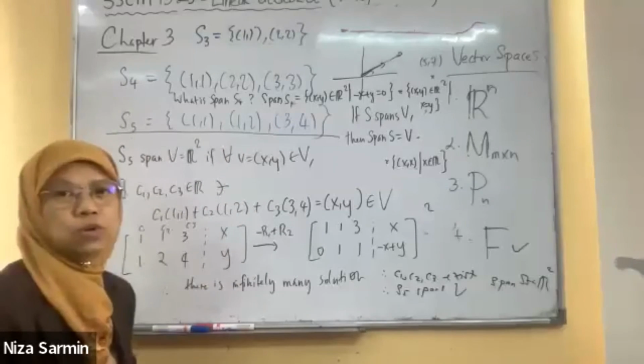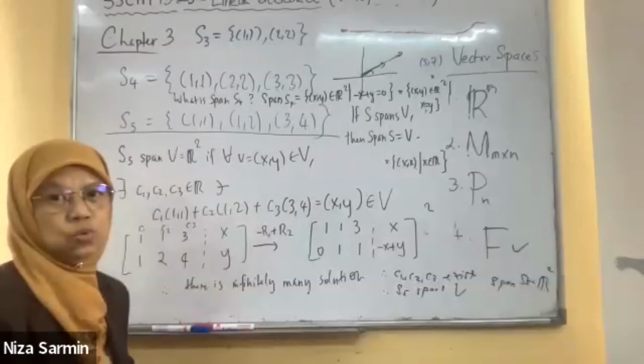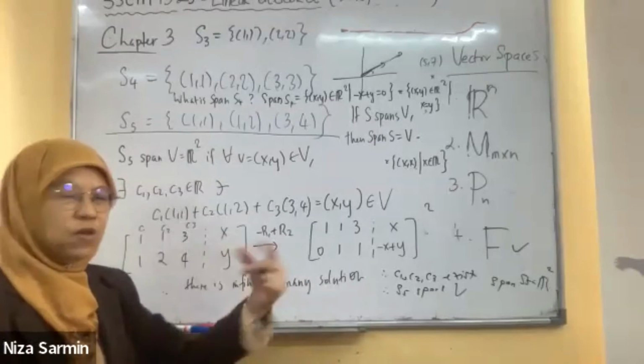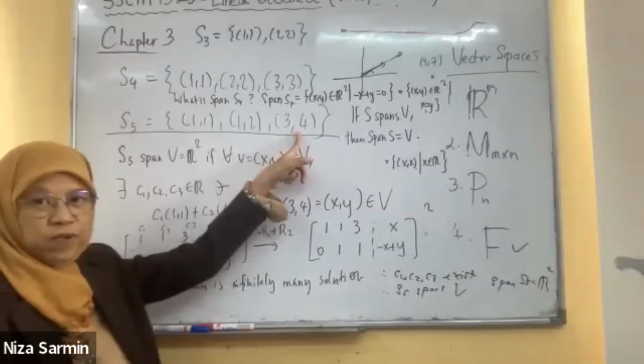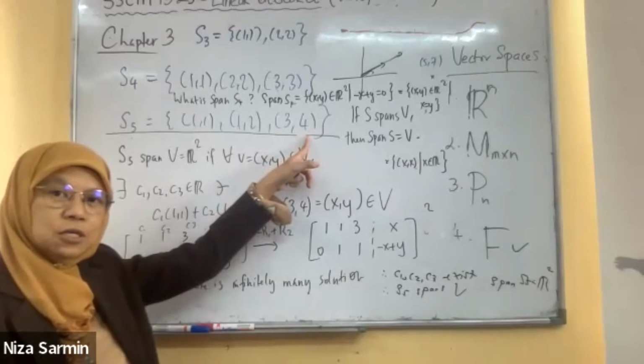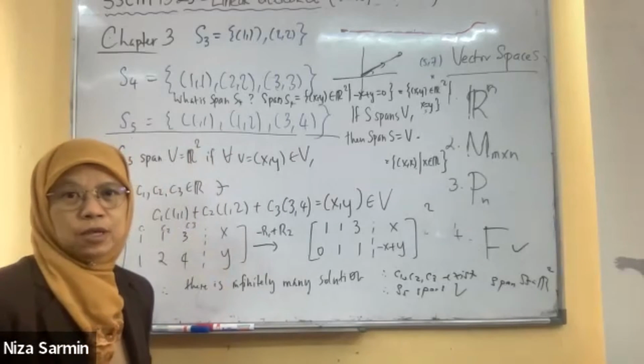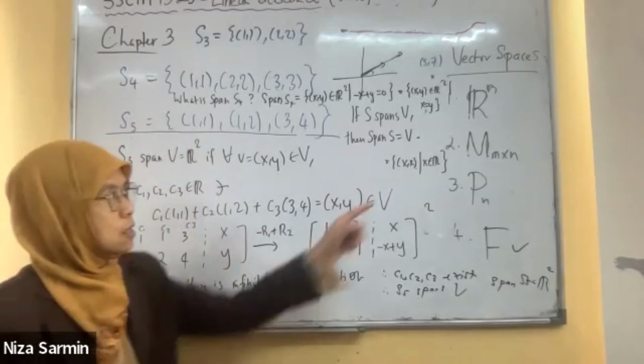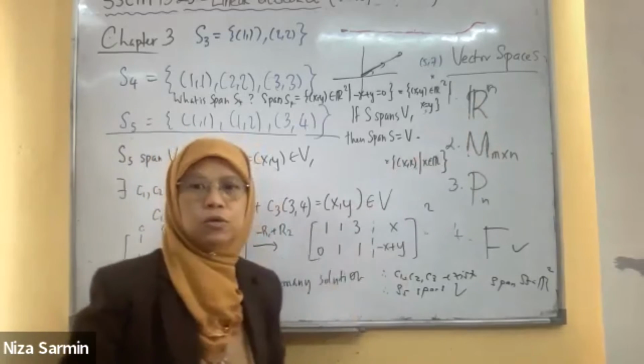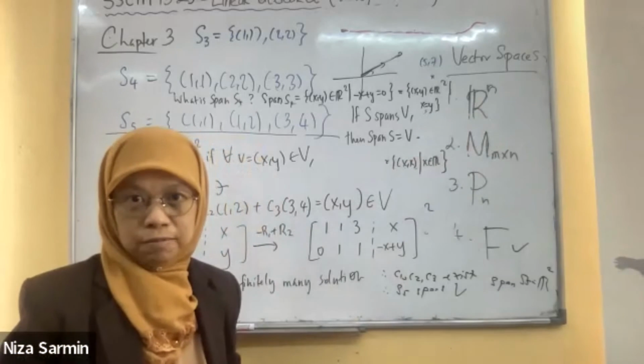We go back to question number 2. Giving an additional vector does not change the spanning. 2 is already enough. So that is what you need to know about spanning for Rn.